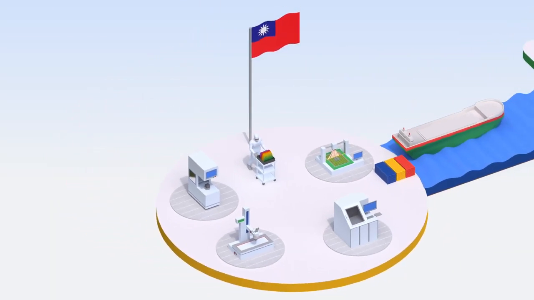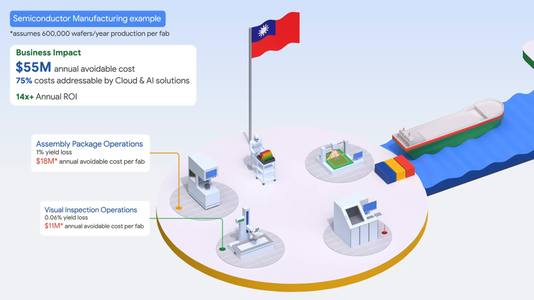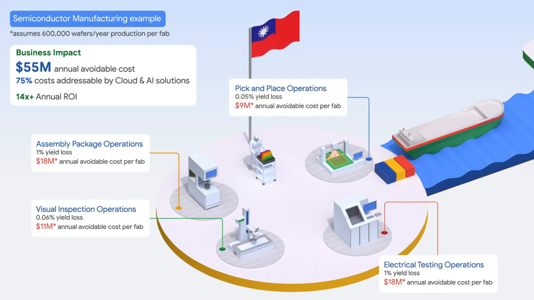For most fabrication plants, the total avoidable cost of production quality issues can easily reach $55 million per year.